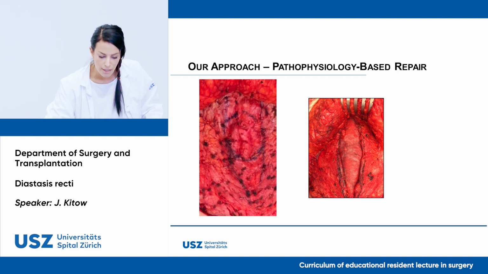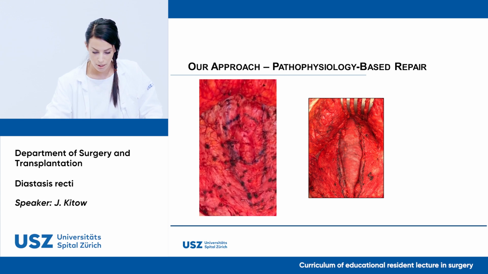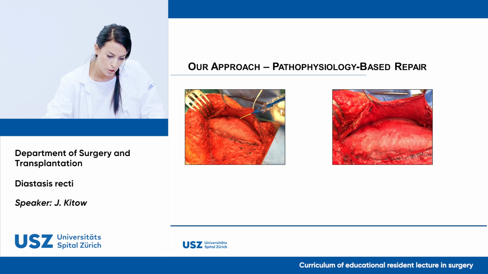This is what you can see here: the rectus muscle, the linea alba is cut away, and there is this mesh already in position. What happens next is we apply some fibrin glue for hemostasis reasons, and then we would suture both sheets back together.